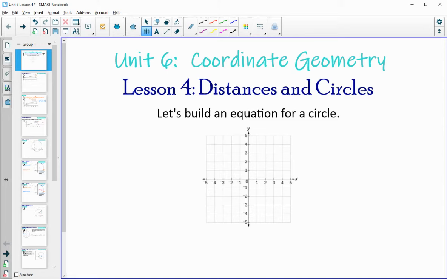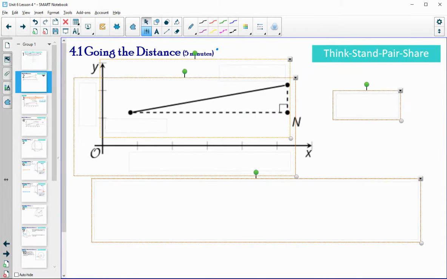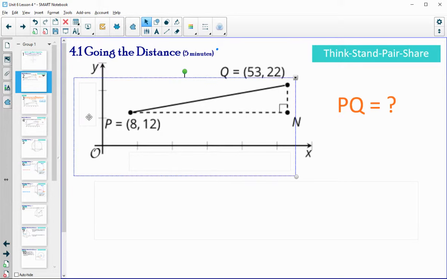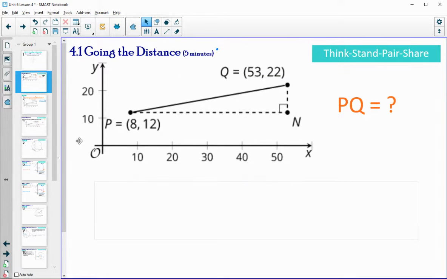In lesson 4, we're going to be looking at distances and circles and building the equation for a circle. So let's take a look at this picture here. Ultimately what we want to do is figure out the length of PQ, which are these 2 points here. We've looked at finding distance using the Pythagorean theorem between 2 points, but we've always been able to count using grids here. And here's the scale. We've always been able to count the length and width, or the base and height of the triangle produced. So how do we do it in a case like this?